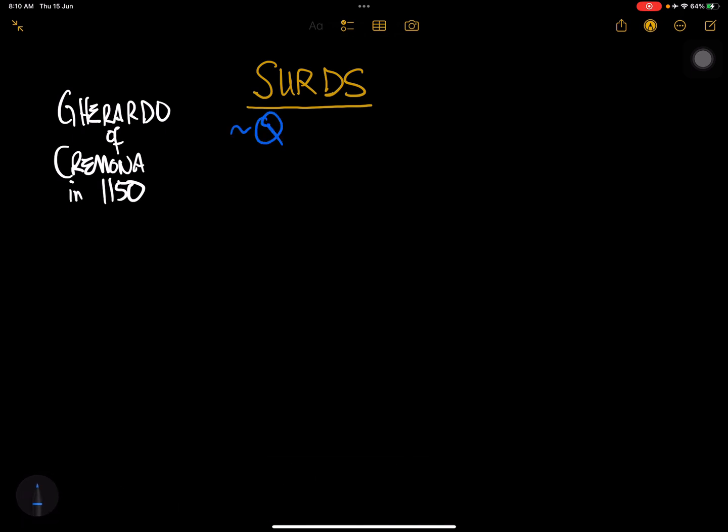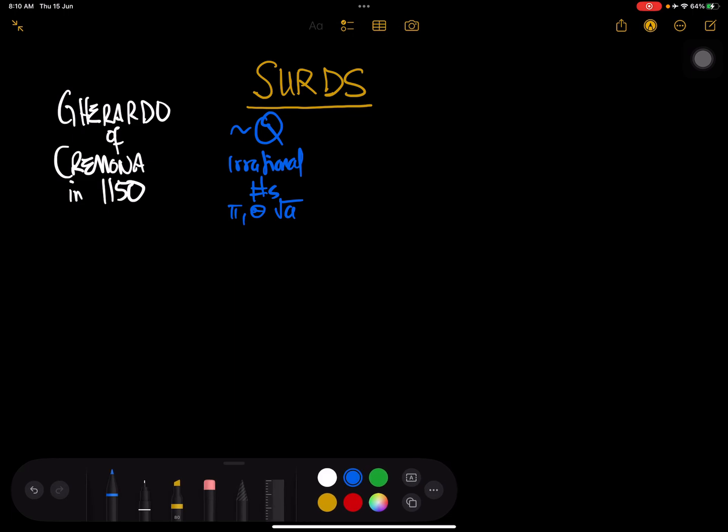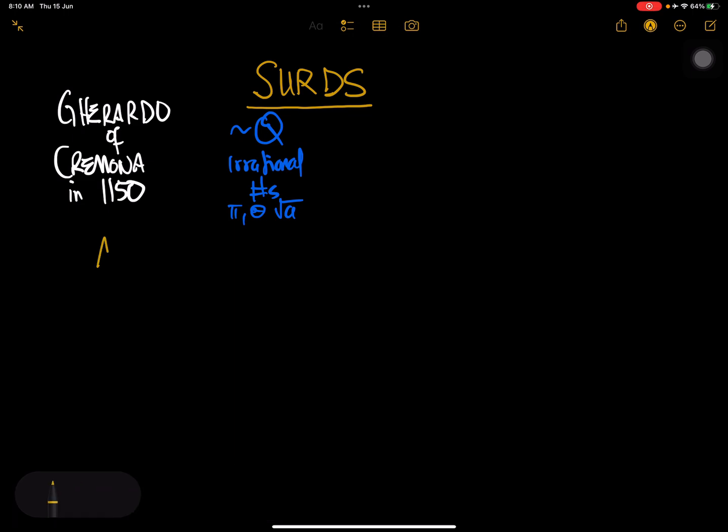They are irrational numbers, such as pi, theta, square roots of numbers. Those are irrational numbers. But today we want to focus on multiplication and most likely the division of surds. Now, one rule. Let's look at the multiplication of surds. There's a rule.